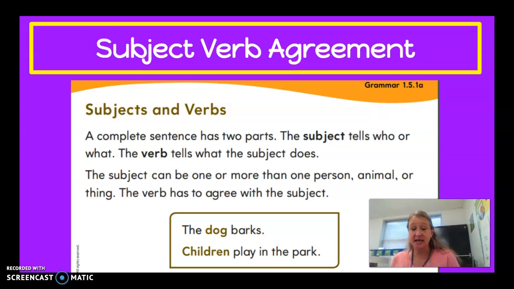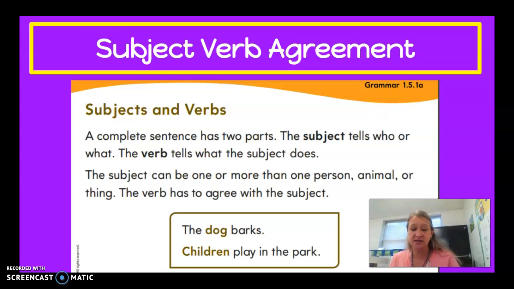So, a complete sentence has two parts. The subject that tells who or what does something, and the verb that tells what the subject does. The subject can be one or more than one person, animal, or thing. The verb has to agree with the subject. They have to get along.